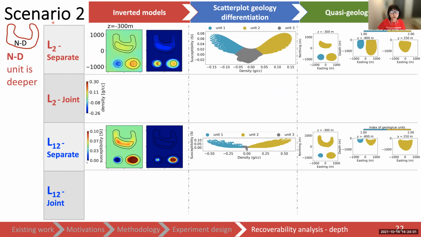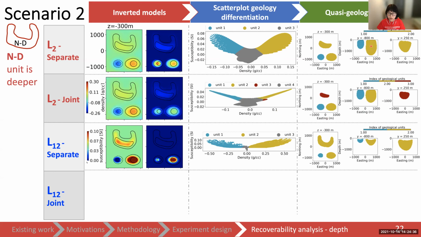Moreover, in scenario 2, the north decor unit is brought to deeper depths, so it is expected to be much less recoverable. And from both separate inversions in L2 norm and mixed L1-2 norm, only 2 wing-shaped scattering features are recovered, and the scatters for the deeper north decor unit are mixed up and inseparable based on the results. Therefore, in the geology differentiation, the north decor unit is misclassified as the same unit as the southeast ovoid.